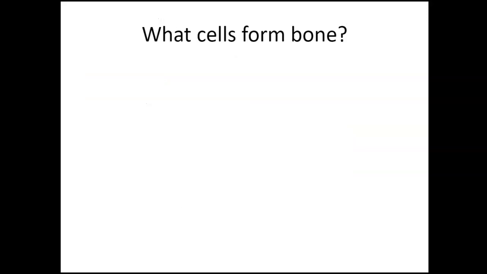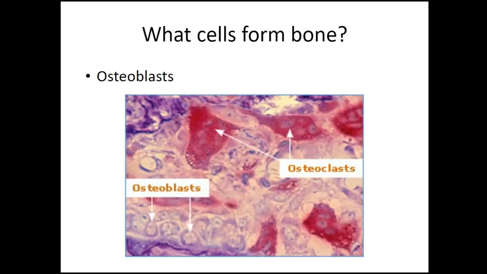What cells form bone? They're called osteoblasts, which is kind of weird because you think of blasting as exploding and breaking, but it's the opposite here. Osteoblasts build, so B for build, bone. When you need to take out some calcium to increase your blood calcium, to break down bone, osteoclasts do that. Osteoblasts build bones, osteoclasts break down bone.